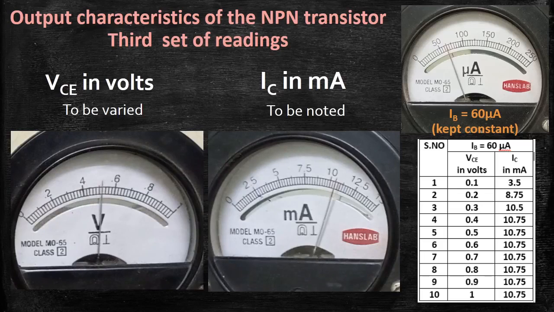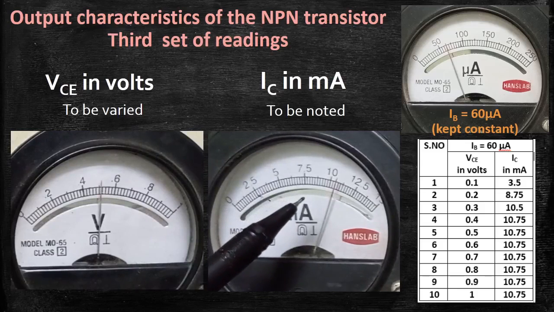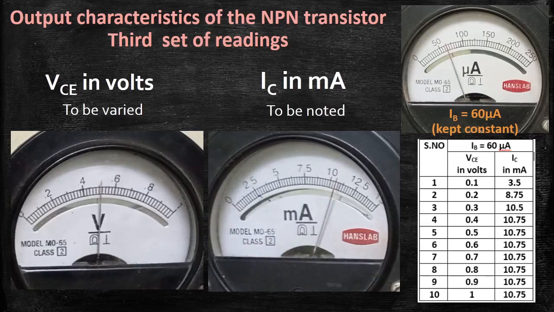Which value? VCE value. Look at that. Here VCE is increased from 0.4 to 0.5. Look at the value. No change in the IC. Again it shows 10.75. Now I am going to increase the value of VCE from 0.5 to 0.6. Now note down the value. No change in the IC value. Again it shows 10.75.